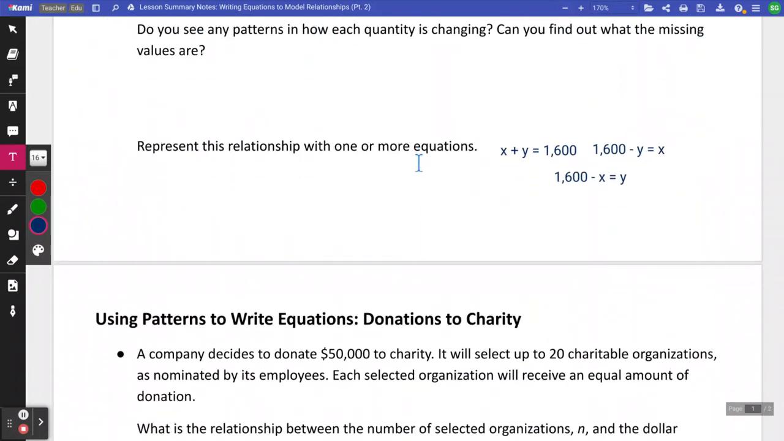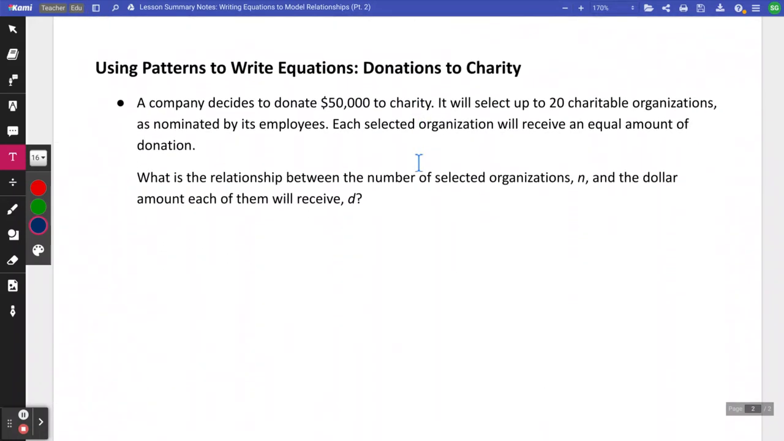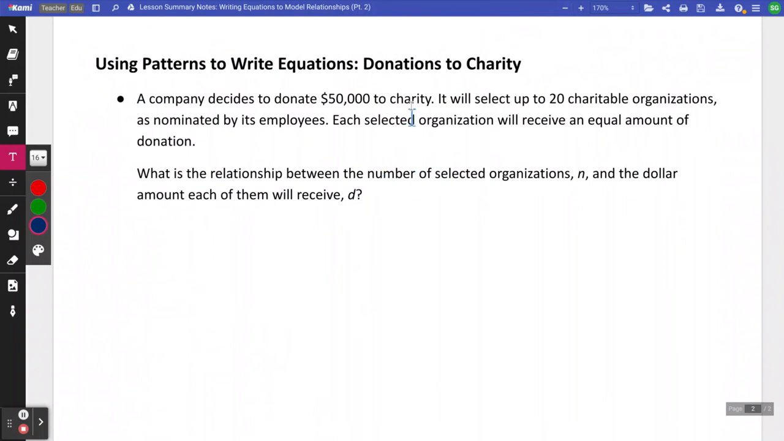There's one other example we can talk through together in this summary video, and that's going to be this one here, which is about donations to charity. We are told a company decides to donate $50,000 to charity. It will select up to 20 charitable organizations as nominated by its employees. Each selected organization will receive an equal amount of donation. Our goal is to figure out what that relationship is between the number of selected organizations, N, and the dollar amount each of them will receive, D.